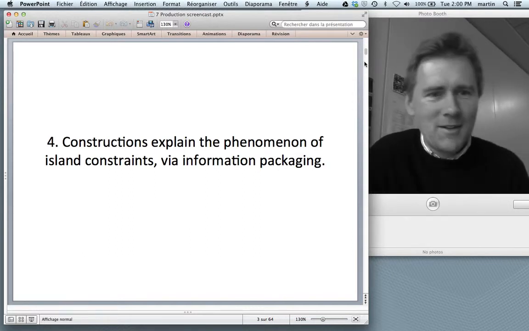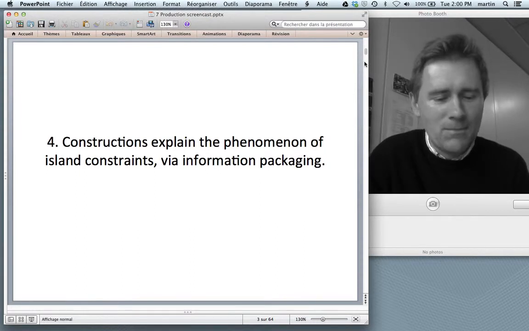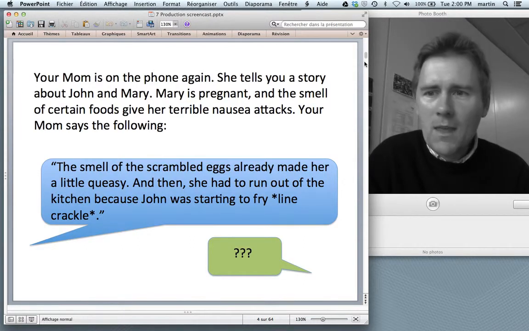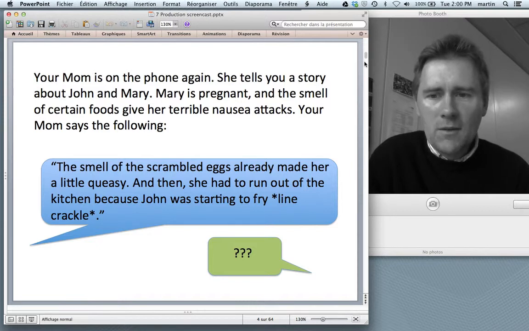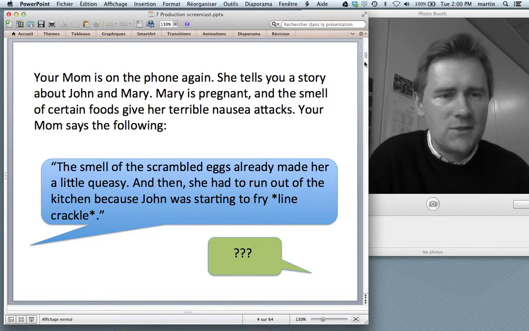Well, okay, island constraints. What are they? Let me explain. So, your mom is on the phone again. And she tells you a story about John and Mary. Mary is pregnant, and the smell of certain foods gives her terrible nausea attacks. So your mom says the following. The smell of the scrambled eggs already made her a little queasy, and then she had to run out of the kitchen because John was starting to fry.